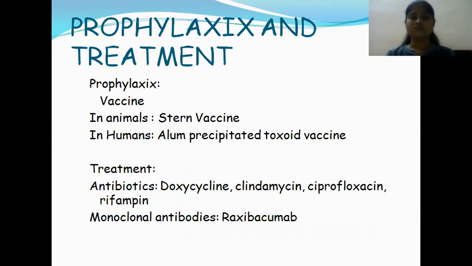In humans, we have an alum precipitated toxoid vaccine, and this vaccine is indicated in the occupationally exposed people. For treatment, antibiotics like doxycycline, clindamycin, ciprofloxacin, and rifampicin work well. Monoclonal antibodies are also available, which can be used in cases of anthrax.